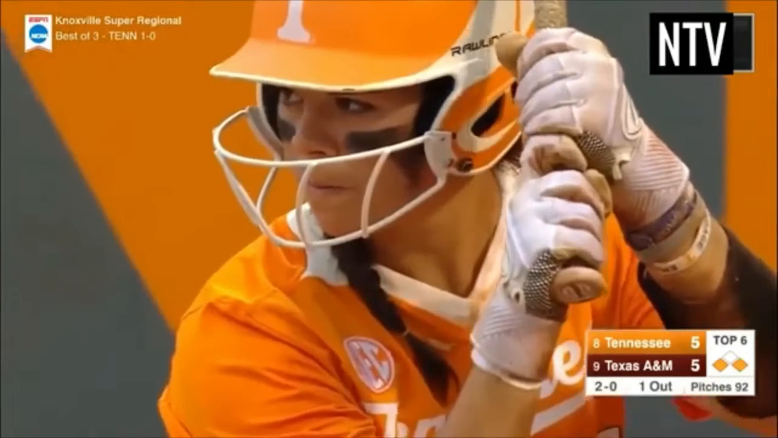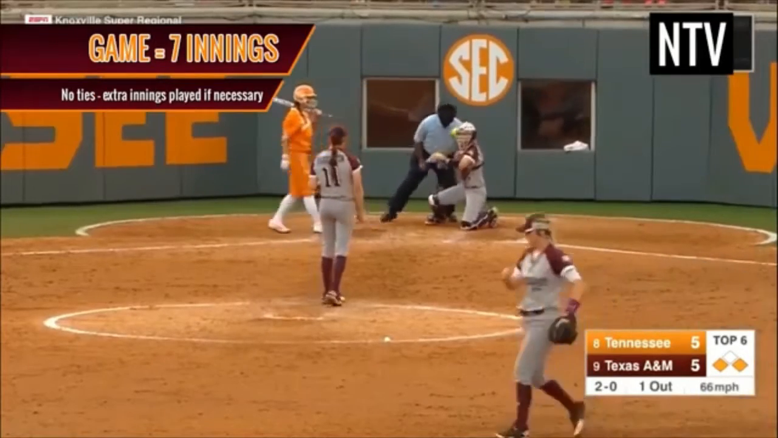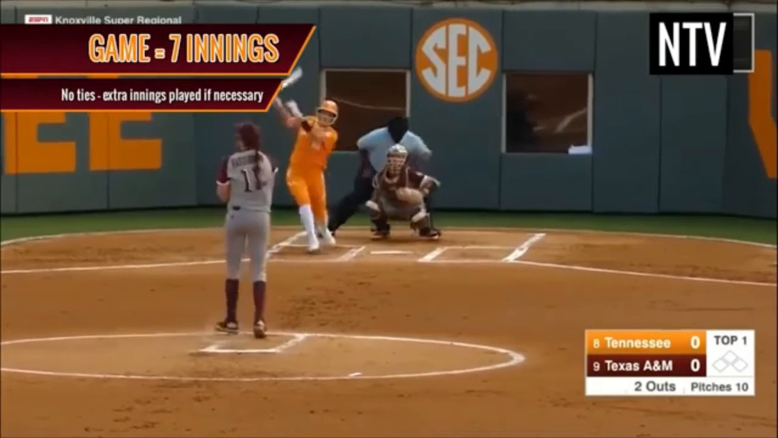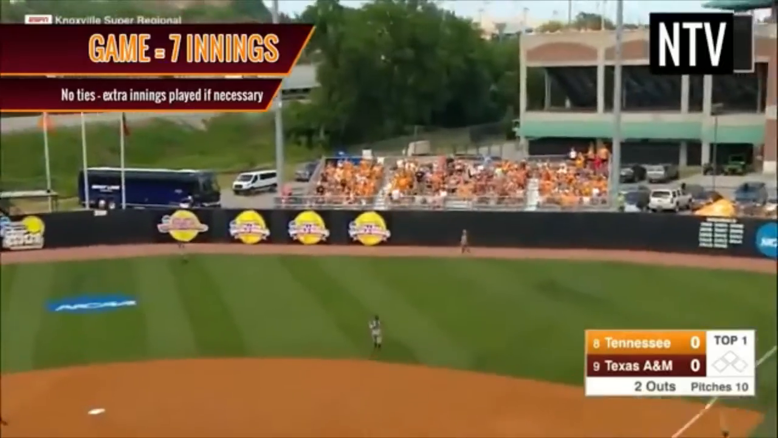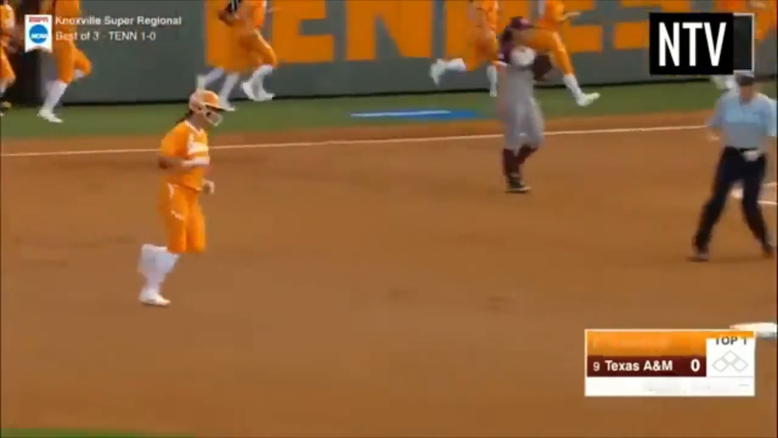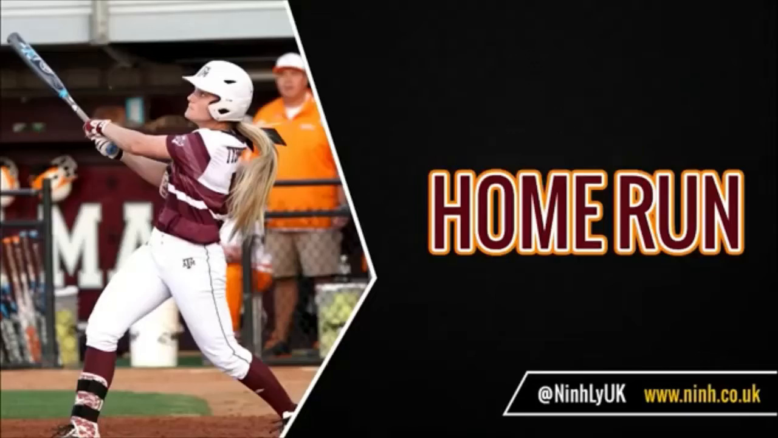Once both teams have batted, this is known as an inning. The game is played over 7 innings. There are no ties in softball, so if the scores are tied after 7 innings, extra innings will be played to determine the winner. That's basically it, but there's a few other rules you'll need to know before playing or watching softball. For example, home run.